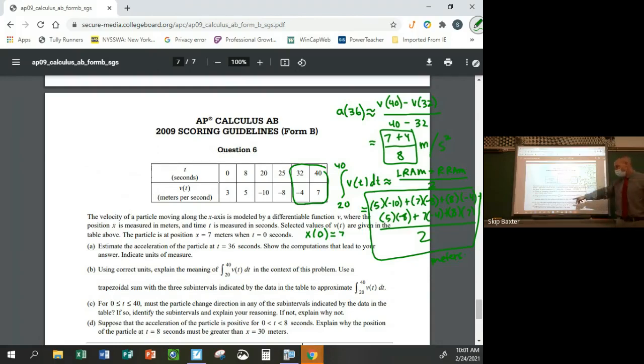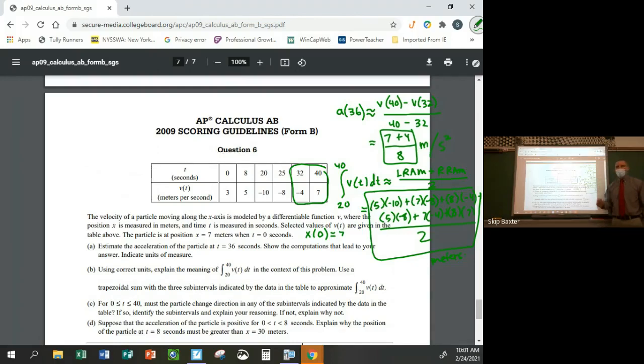Just leave it. Part C, for t between 0 and 40, must the particle change direction in any of the subintervals indicated by the data in the table? Yes or no? Why? Because velocity is positive and then negative. Sure. Velocity goes positive and negative. Is that a good enough explanation?